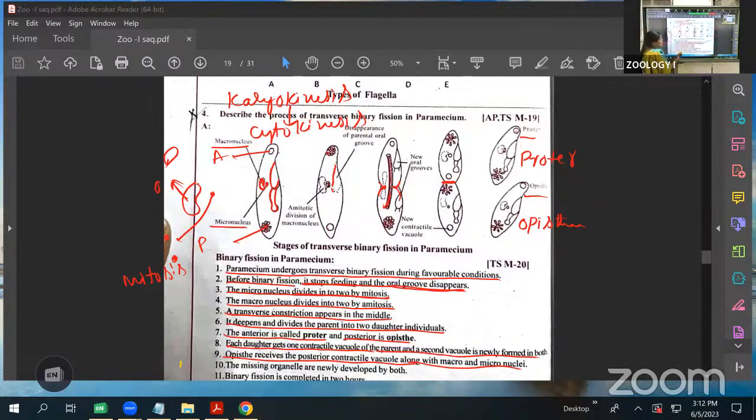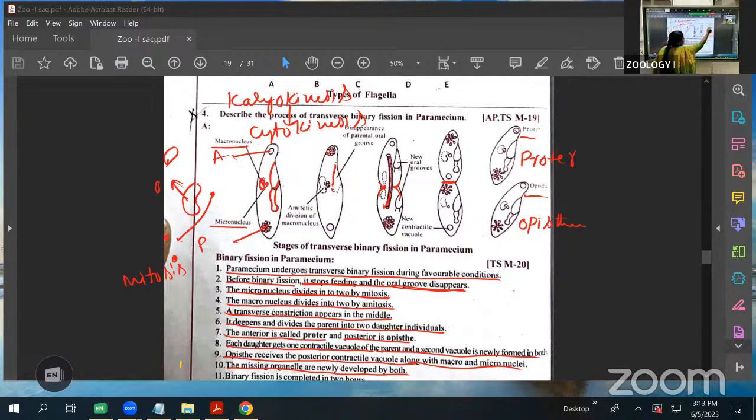Each daughter individual gets one contractile vacuole from the parent, and the second vacuole they can prepare on their own. What about the opisthe? The opisthe receives the posterior contractile vacuole, along with the micro and macronuclei from the parent. Next, the missing organelles are newly developed by both. Which one is missing? The contractile vacuole: the anterior one is taken by the anterior proter, and the posterior one is taken by the opisthe.